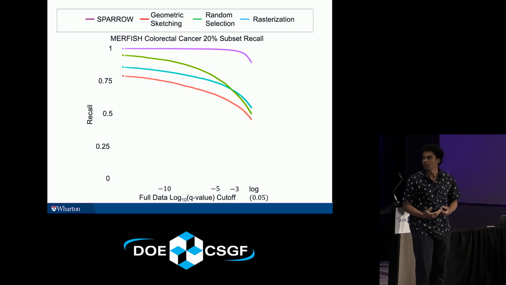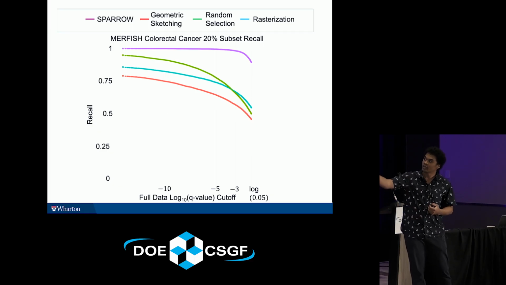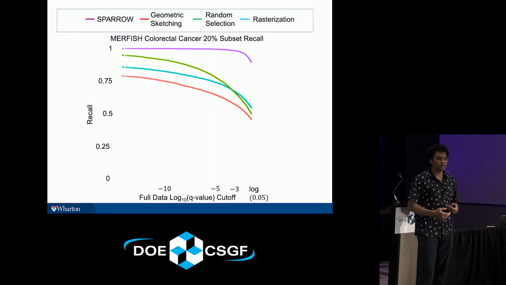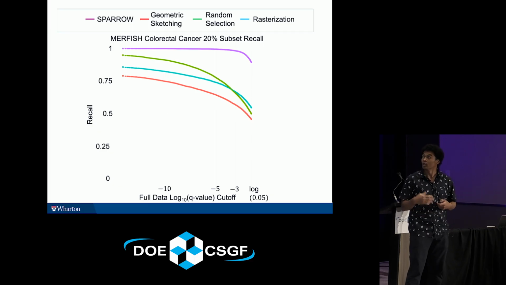When we do so, we have this recall plot here, where the y-axis shows the recall, and the x-axis shows the Q-value on the full data set. So the ones further on the left are more significant effects. We see that our method Sparrow achieves almost a 90% recall, whereas the other methods achieve a recall that's worse than random selection.